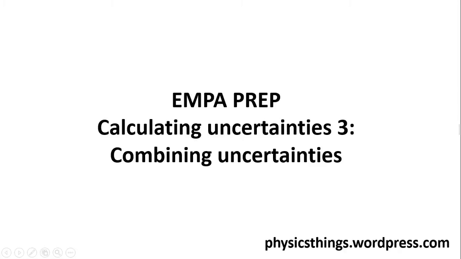Okay, now we're going to move on to combining uncertainties. That is, if you are, as we usually are with experiments, getting your results to combine together through a calculation or even just addition or subtraction, you need to have a way of working out what the overall uncertainty at the end is going to be.